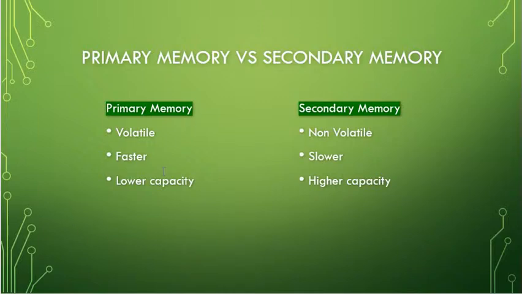So another difference between a primary memory and a secondary memory is that primary memory is way faster than secondary memory. And another difference is primary memory has the lower capacity and secondary memory has the higher capacity. For example, a primary memory like RAM might have 4 gigabyte to 16 gigabyte storage capacity, but secondary memory can go up to 1 to 2 terabytes of information that you can store.